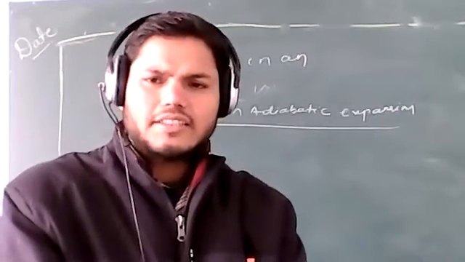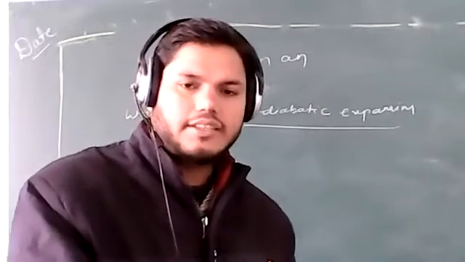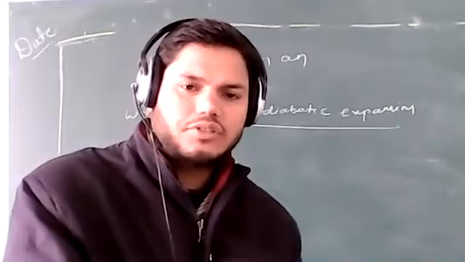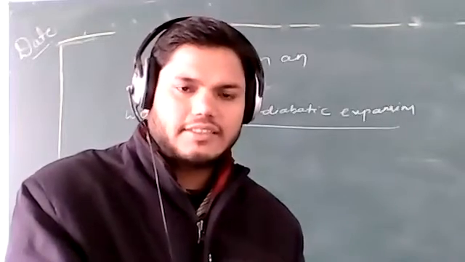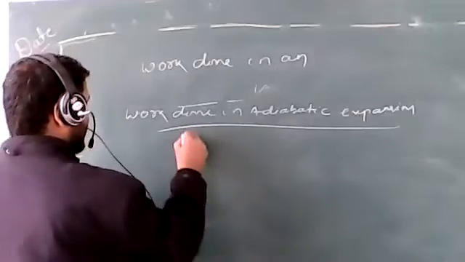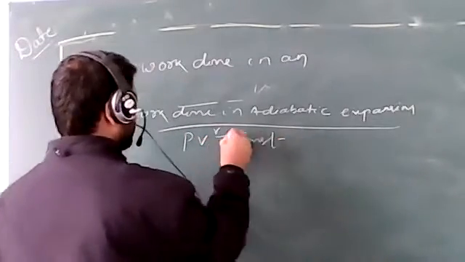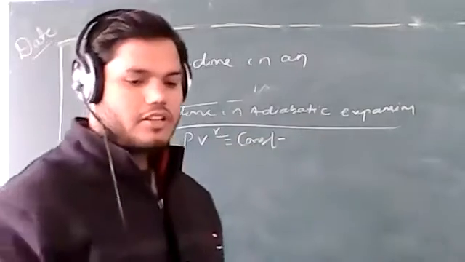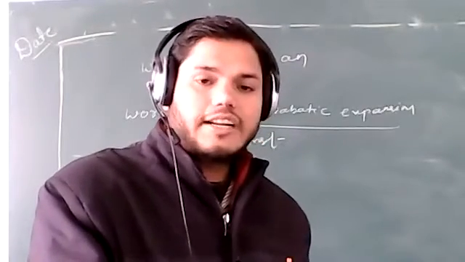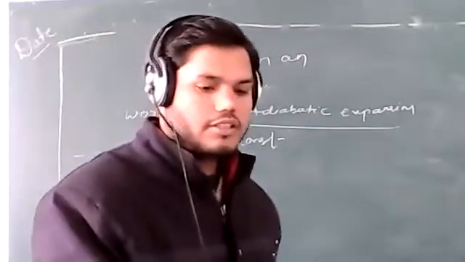In the adiabatic expansion, we know that whatever heat is given to a system remains constant, yes or no? So what is the relation between P and V? PV to the power gamma equal to constant. Gamma equal to Cp upon Cv. So the relation between pressure and volume for the adiabatic process is PV^γ equal to constant.